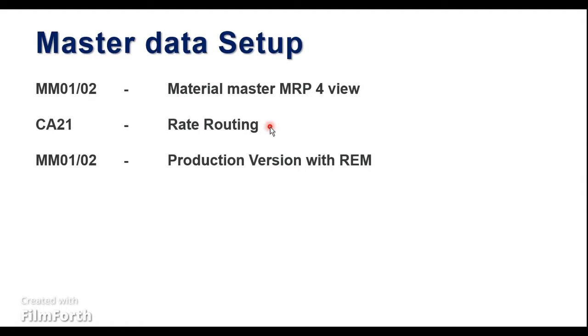So usually in the discrete manufacturing and the process manufacturing, we will create a routing for the discrete and the master recipe for the process manufacturing. But whereas in case of a repetitive manufacturing scenario, we will have to create a rate routing using the transaction CA21. And then the production version plays a key role here because whenever we create a production version for the finished product, we will have to activate it with the repetitive manufacturing profile for this particular production version. So only then the production version will be copied to the planned order. So now let's get into SAP and see the configuration steps and also the master data followed by a scenario.